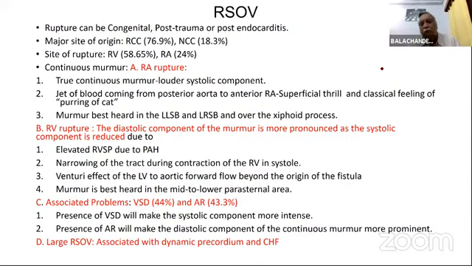And there are associated problems like VSD and AR. In fact, ruptured sinus of Valsalva will have a lot of murmurs, and we don't know what to make of them because everything is drowned in the continuous murmur of the rupture. Next slide.